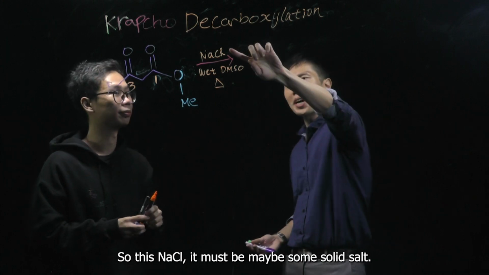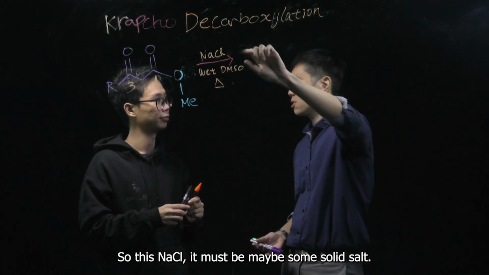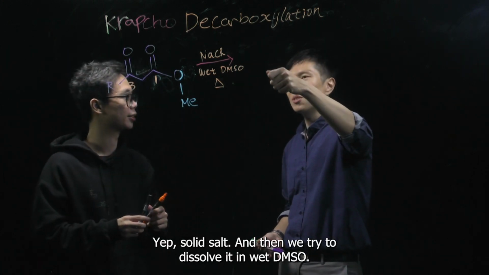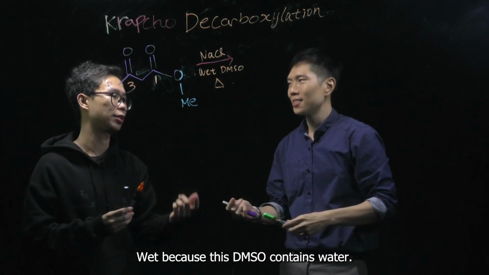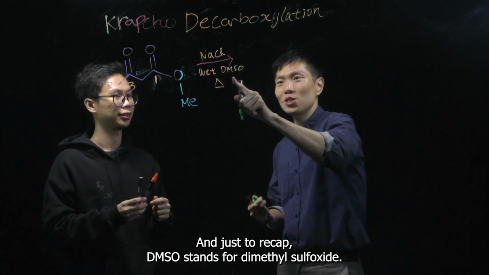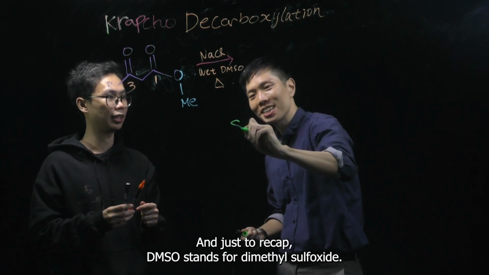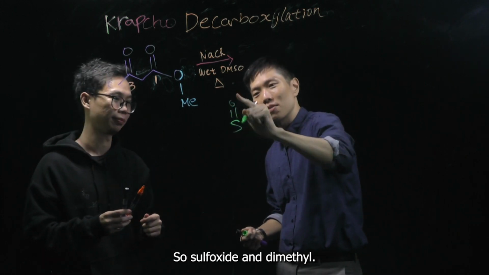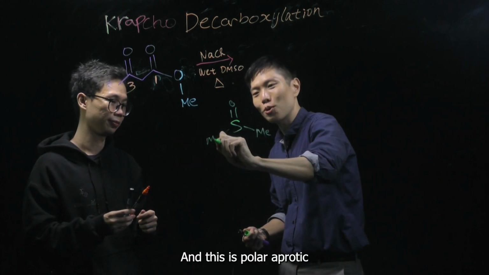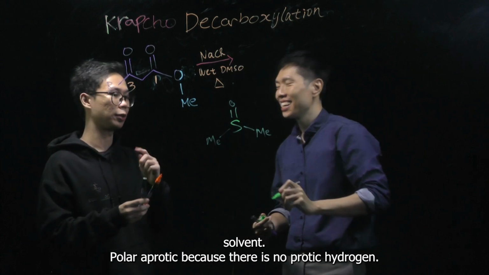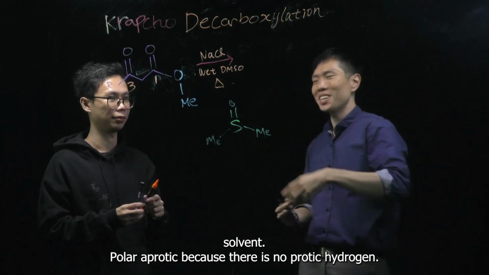So this sodium chloride must be some solid salt. Yep, solid salt. And then we dissolve it in wet DMSO. Why wet? Wet is because this DMSO contains water. And just to recap, DMSO stands for? Dimethyl sulfoxide. Right, so sulfoxide and dimethyl. Good, and this is a polar aprotic solvent, aprotic because there's no protic hydrogen.